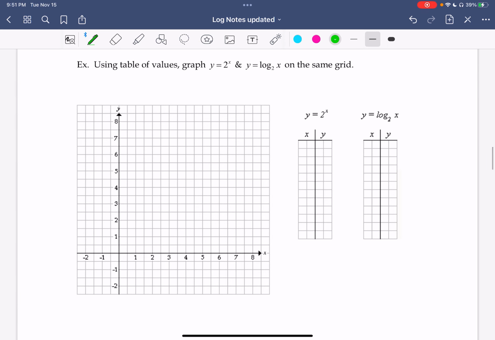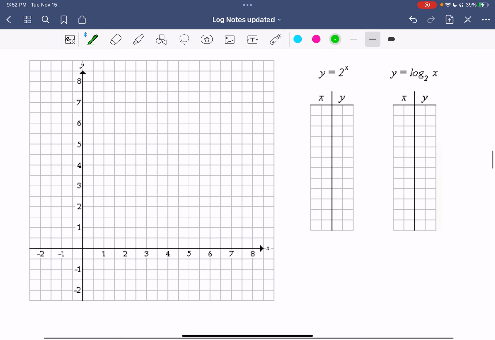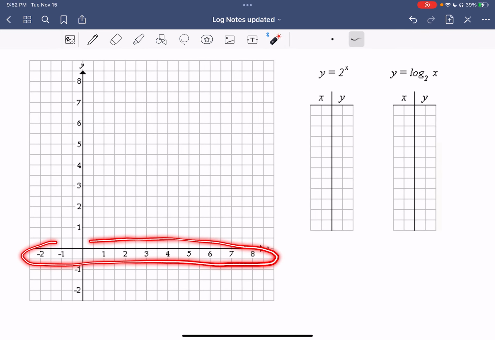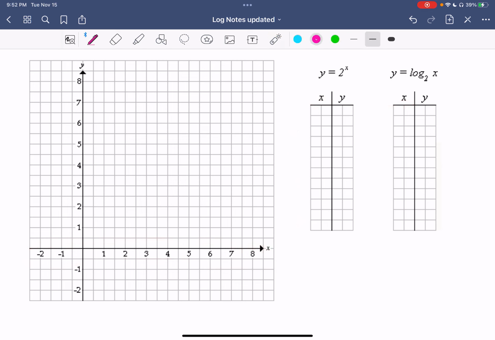We're gonna graph 2 to the power of x and log base 2 of x. Now I'm gonna use the coordinate plane they gave me, and I see that it only goes from -2 to +8 on the x side. So on the x side of my column, I'm only gonna go from -2 to +8. So -2, -1, 0, 1, 2, 3, 4, 5, 6, 7, and 8 on both of them. Okay, and then all I'm going to do is graph these in the calculator.